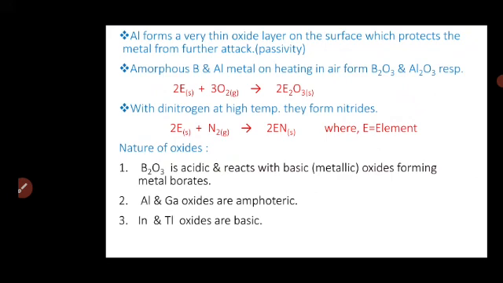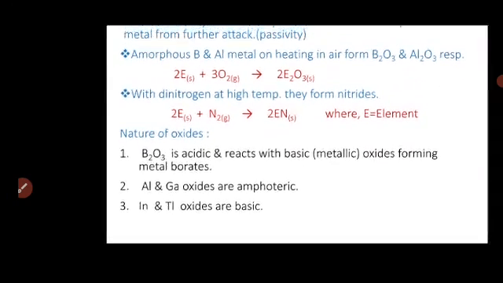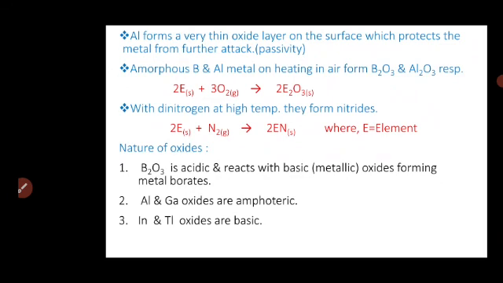Now how are these oxides? Again these oxides show various properties. Non-metal oxides are acidic, whereas metallic oxides are basic in nature. So boron oxide, that is B2O3, is acidic, whereas metallic oxides are basic oxides. Then aluminium and gallium oxides are amphoteric, means they react with acid as well as base, whereas indium and thallium oxides are basic in nature.